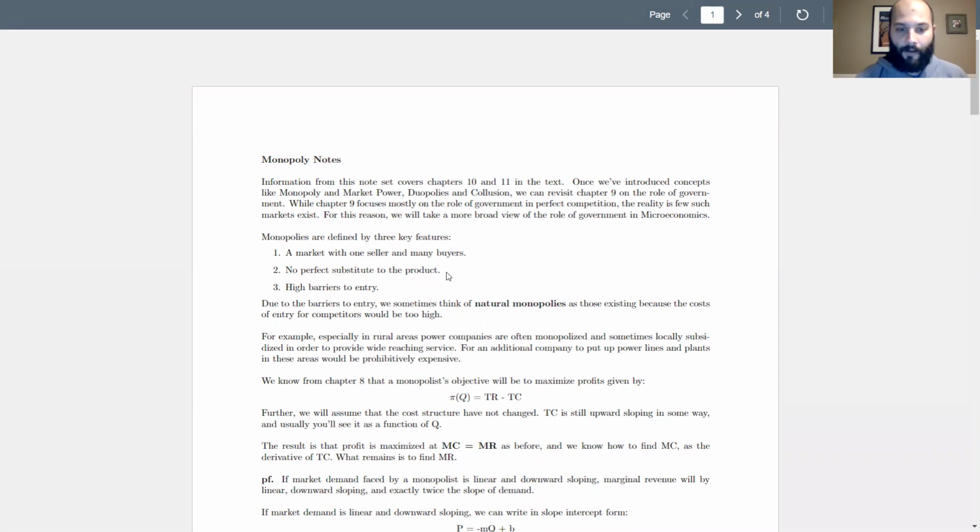So you can't just go out and buy something else. Monopolies are usually characterized also by high barriers to entry. And so there might be some sort of very high permit cost or fee in order to start producing. Or sometimes we think about power companies in rural areas as being what we call natural monopolies because the barriers to entry are so high, right? In order for an additional power company to start serving rural areas, they have to put up a bunch of power lines and power plants and things like that. Very expensive.